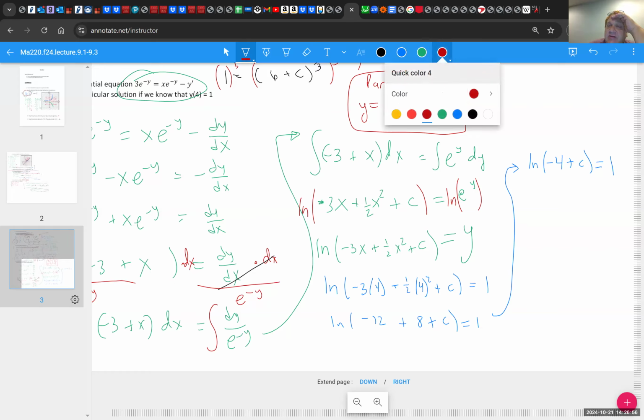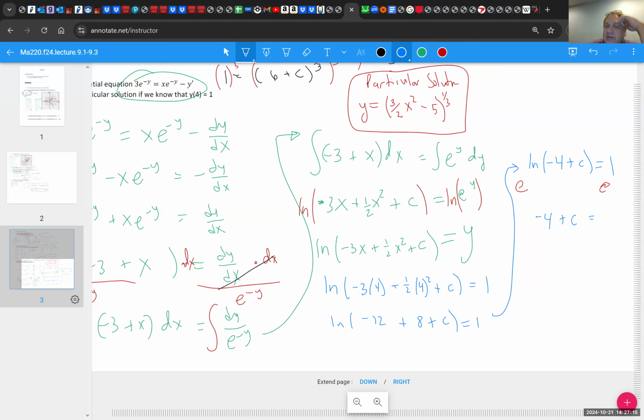I exponentiate both sides. The e and the ln undo each other. They're inverse functions. So -4 plus c equals e to the 1. This is an e. It looks like a c, but it should be an e. E to the 1 is just e. So I can solve for c by adding 4 to both sides. And now I know the value of my constant.